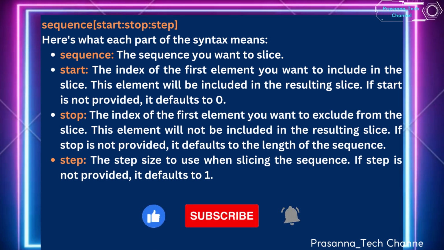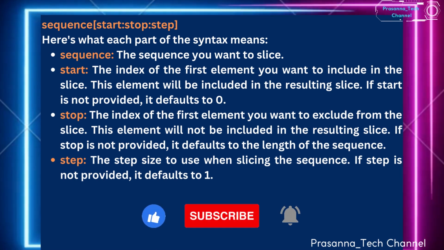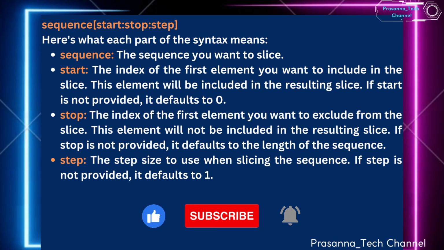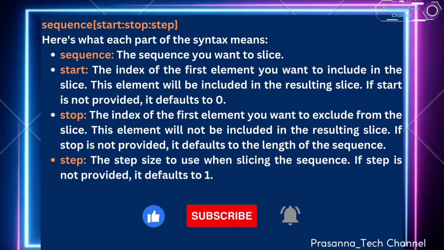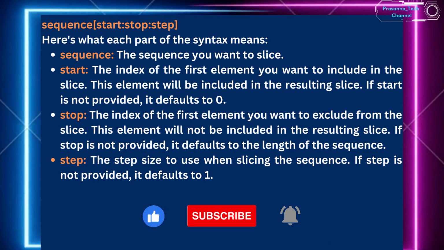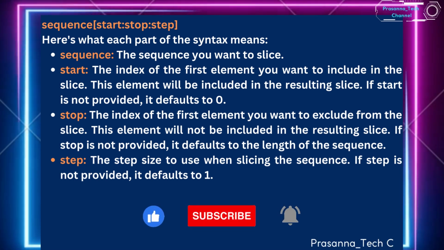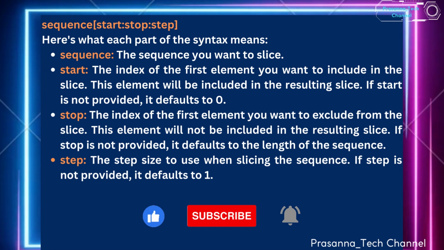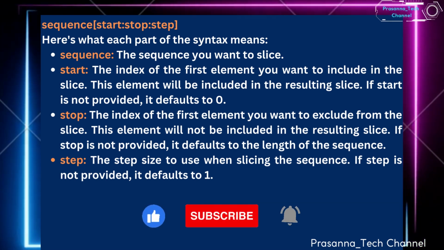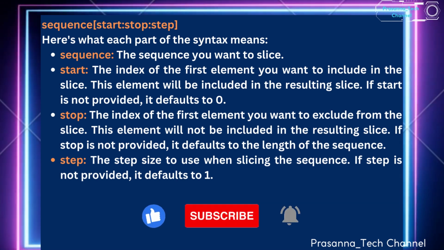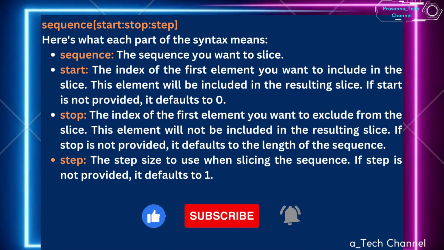Stop: the index of the first element you want to exclude from the slice. This element will not be included in the resulting slice. If stop is not provided, it defaults to the length of the sequence. Step: the step size to use when slicing the sequence. If step is not provided, it defaults to 1. Now let's take an example.